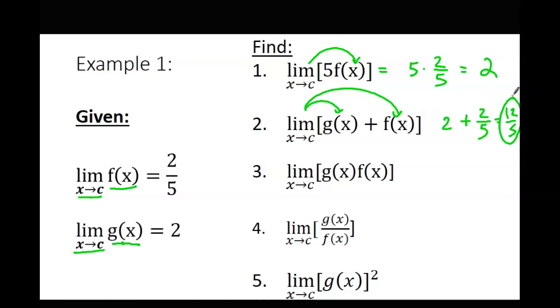Number 3, using our multiplication property about limits. What's the limit? The limit of g is 2, times the limit of f, which is 2/5. So the final answer would be 4/5. Same thing here, it's going to be 2 over 2/5.